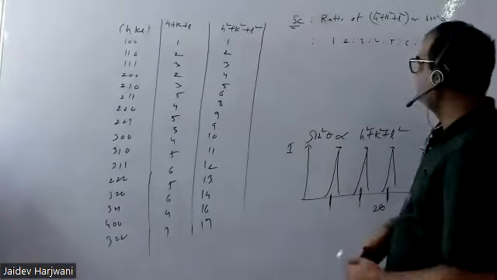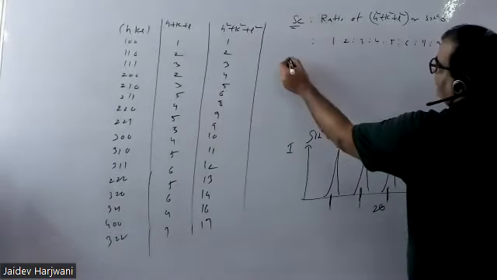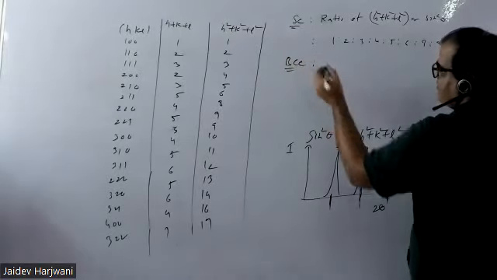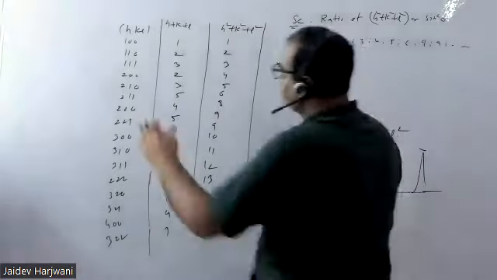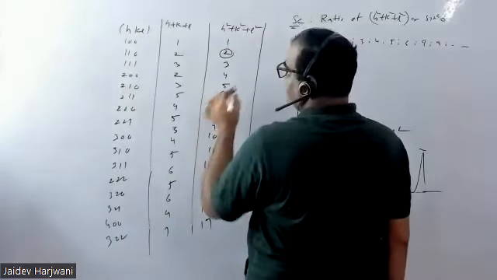Okay. Now suppose BCC. If I talk about BCC, in BCC all the planes are not present, so only these will be present in BCC.